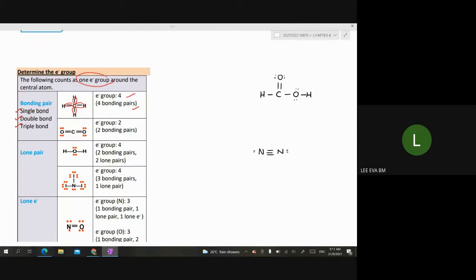If you look at CO2, focus on our central atom. In this case, central atom is carbon. Double bond considered as 1 pair, 1 bonding pair, and then another one considered as another bonding pair. So for carbon dioxide, there is 2 bonding pair, therefore 2 electron groups. So ingat double bond, triple bond pun kita consider as 1 group.